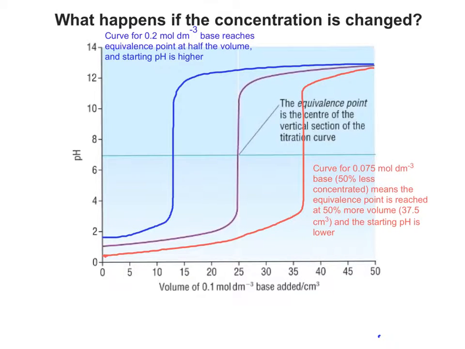That would mean that the pH curve for a base of half the concentration would actually go off the graph. So what I've done is I've made the base 50% less concentrated. Therefore it takes 50% more volume to reach the equivalence point, which is why the equivalence for the red curve is taking place at 37.5 cm³.